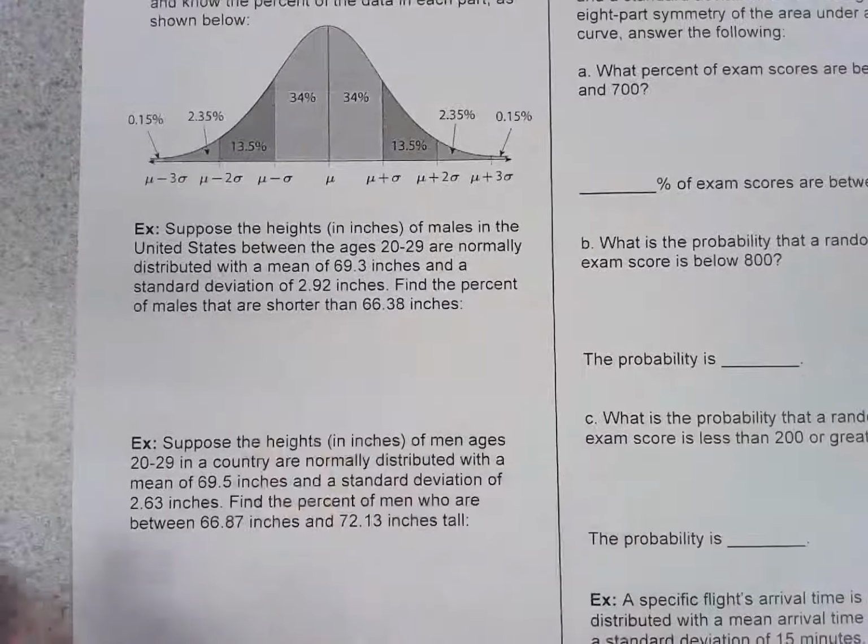Suppose the heights in inches of males in the United States between the ages of 20 to 29 are normally distributed. So that's what you're looking for, because normally distributed means that it's going to follow this curve. It tells you that the mean is 69.3. So that's going to go in the middle. That's going to be mu, or your average. And then it says that the standard deviation is 2.92 inches. So that means that one standard deviation away is 2.92. So this is going to be whatever the average was plus 2.92, and then plus another 2.92, and then plus another 2.92.